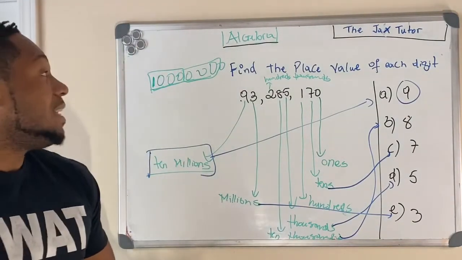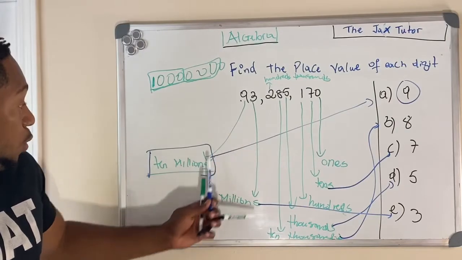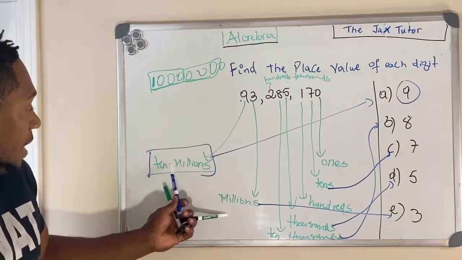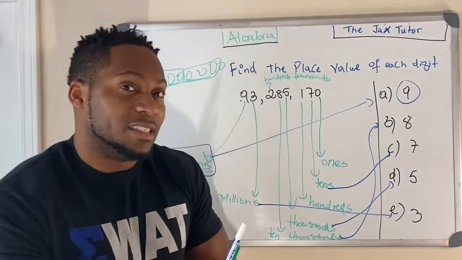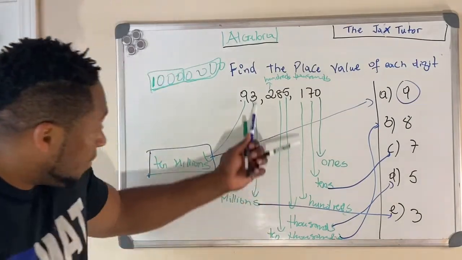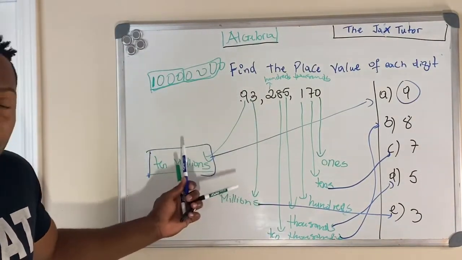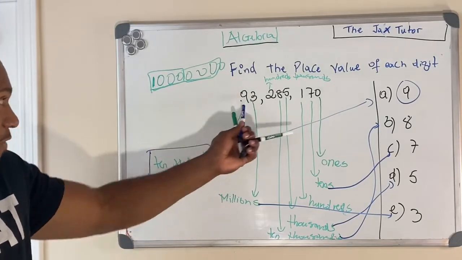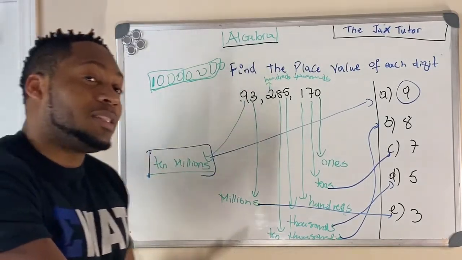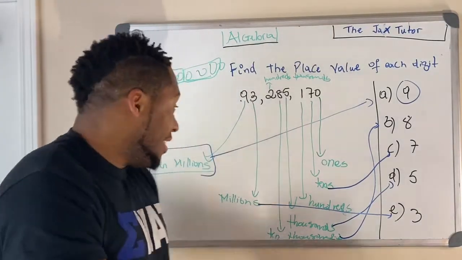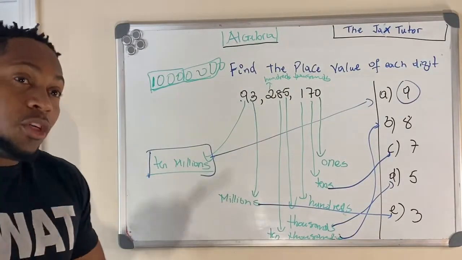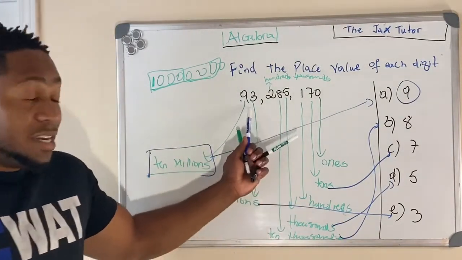And this is exactly how you're able to read those too. You have 9 of the 10 millions, 9 times 10 million is 90 million. You have 3 of the millions. 3 times 1 million is 3 million.